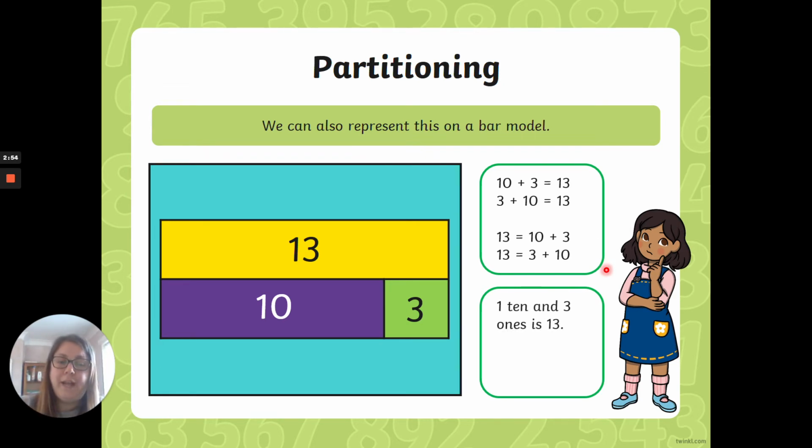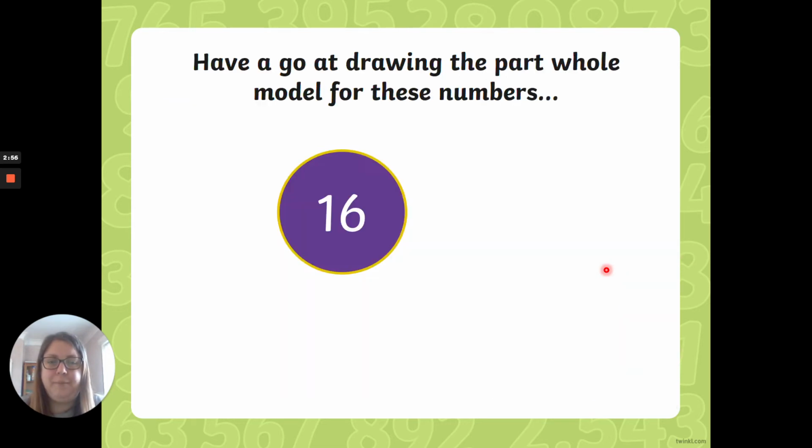So we know 1 ten and 3 ones is 13. So let's have a go at drawing the pothole model for these numbers. So we're going to look at 16 first. If you want to have a go before I put it on, then pause the video and do that. If not, I'm going to show you and then you're going to have a go at a couple.